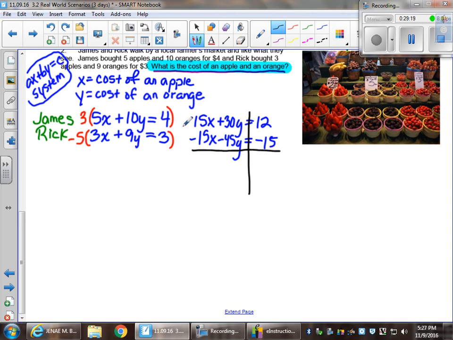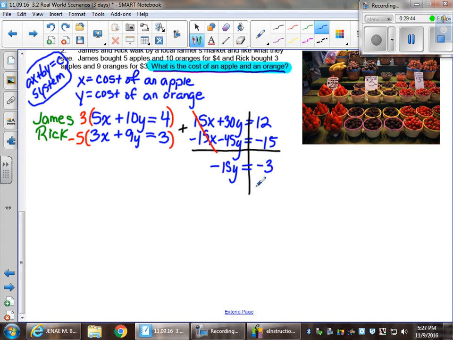Now that we have finished our multiplication here, let's see what happens when we linearly combine these. Well, 15x and a negative 15x, that cancels to 0, so that's gone, which is what my goal was, right? I wanted my x's to cancel. Let's see what's left over. 30y minus 45y is a negative 15y equals, and then I have 12 minus 15, that's negative 3.